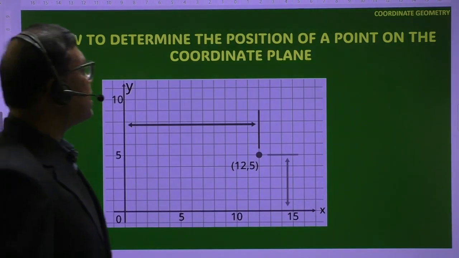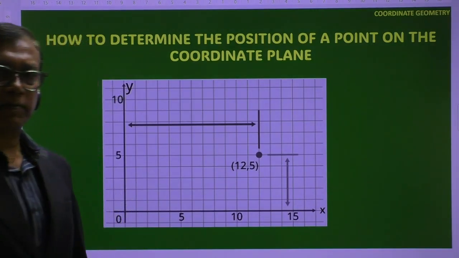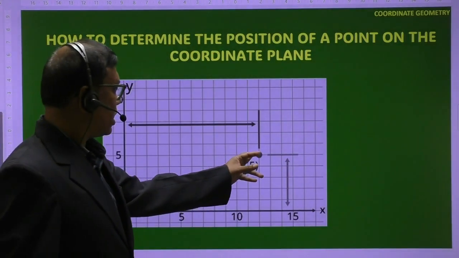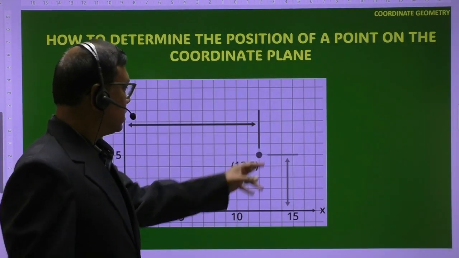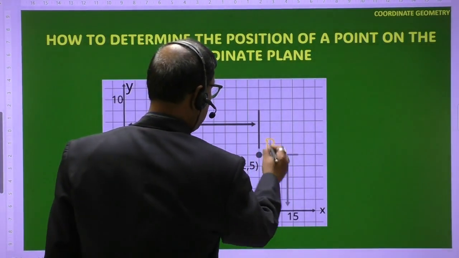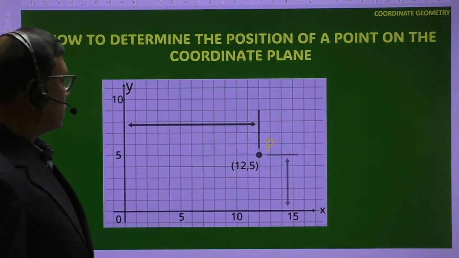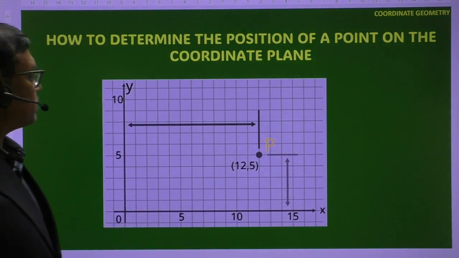Now, how to determine the position of a point on the coordinate plane? Say I took a point, say P here. How will we find the position of this point?